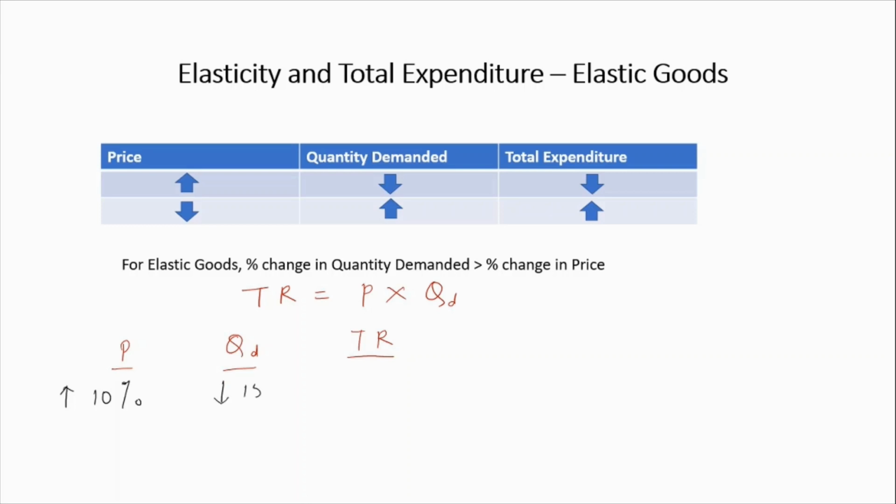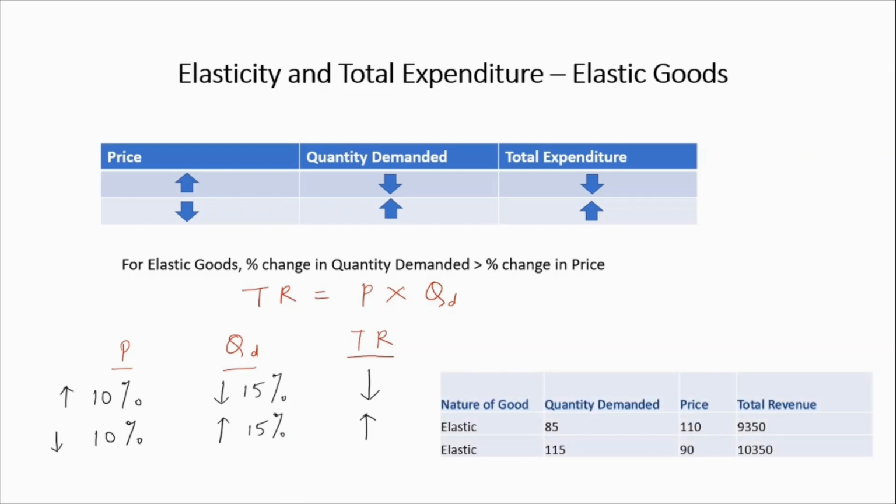Suppose my price increases by 10%, the quantity demanded decreases by more than 10% because here we are talking about elastic goods. Likewise, suppose my price decreases by 10%, in that case my quantity demanded will increase by more than 10%, say 15%, because as I said, we are talking about elastic goods. Okay, now let's try to understand what happens to the total revenue in both the cases with the help of an example.